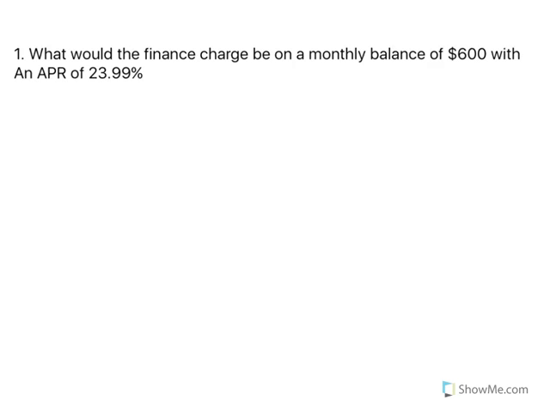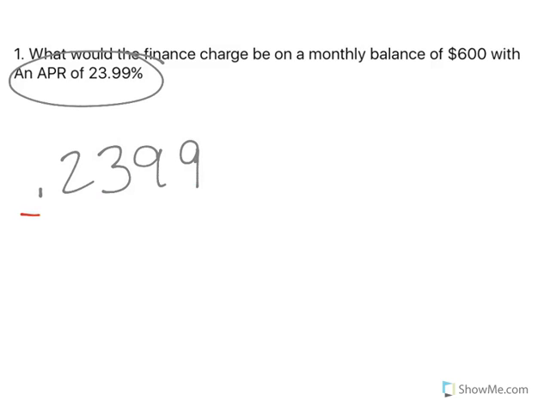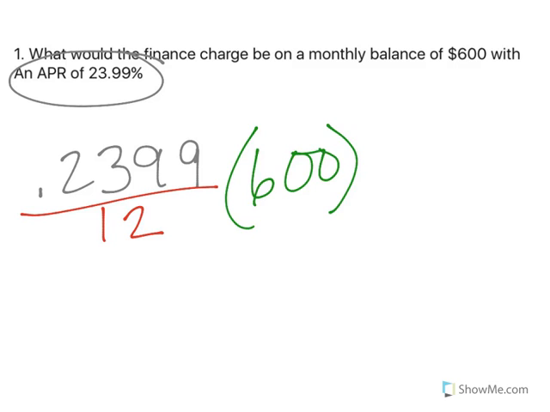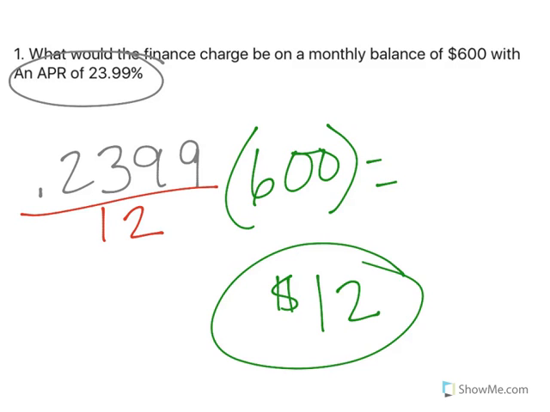Let's do a little practice with credit cards. So first, what would the finance charge be on a monthly balance of $600 with an APR of 23.99%? Well, remember that the APR first needs to be changed to a decimal and then divided by 12 to make it a monthly percentage rate because we do monthly payments on credit cards. We will then multiply that by the balance of $600, and our finance charge will be roughly $12.